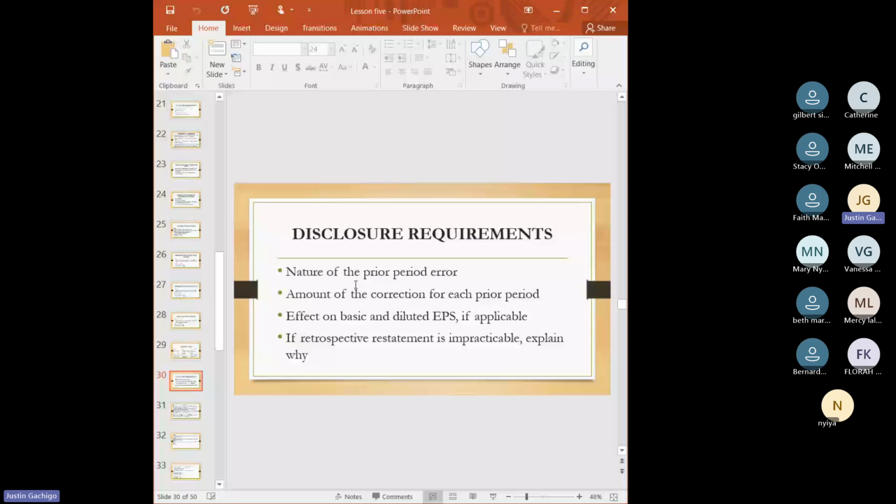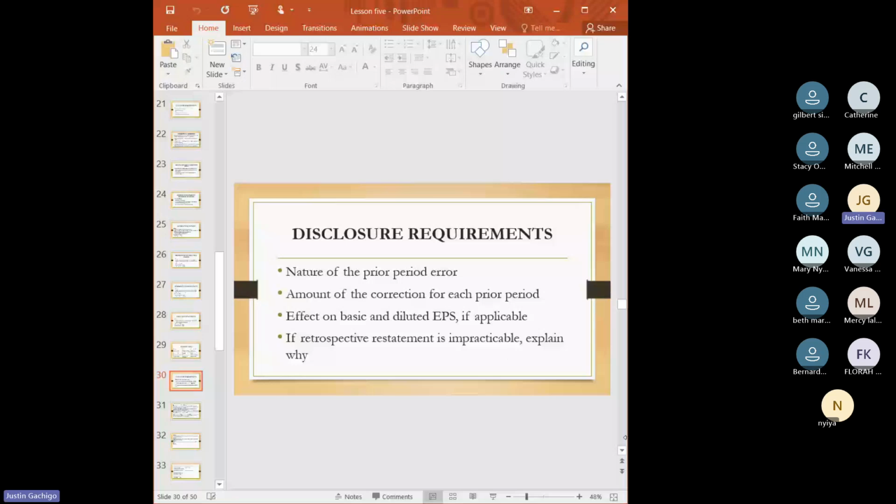Then the amount of the correction for each prior period. So you need to disclose the amount. Then the effect on the basic and diluted earnings per share. And if retrospective restatement is impractical, explain why. So those are the 4 disclosures that you're supposed to make in this case.